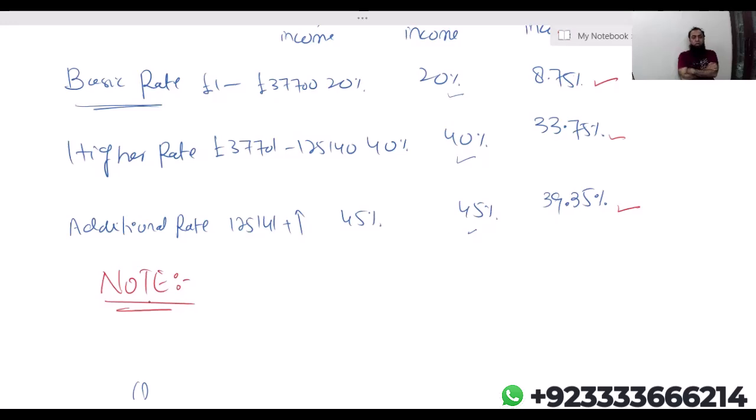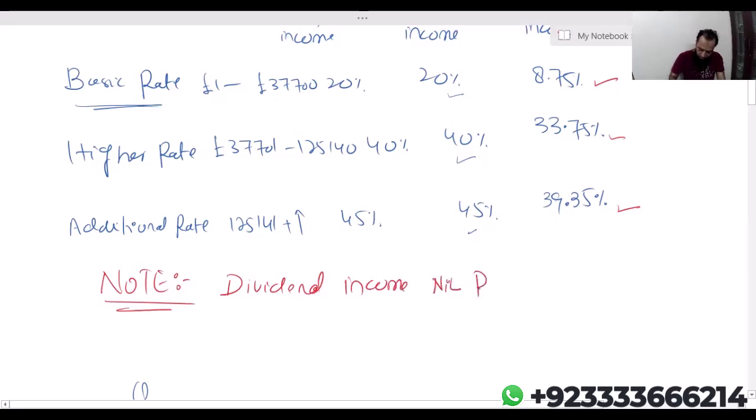Every individual, irrespective of tax paying status, gets a nil rate band of £500 for the dividend income. So the dividend income nil rate band is £500 for everyone. When we say everyone, we mean everyone irrespective of tax paying status. Great.